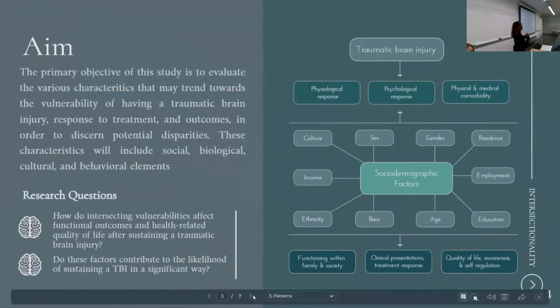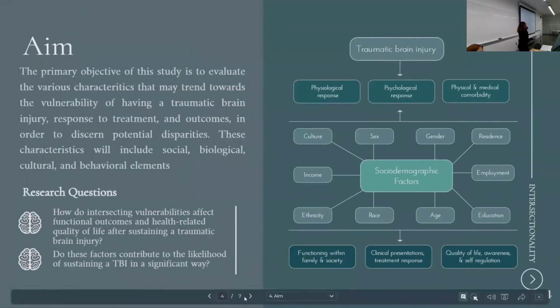Okay. So while studies have already established that these disparities exist, most of them have evaluated these factors in isolation from each other. For example, they might have only looked at how sex and gender affect TBI recovery, or looked at only how being incarcerated might increase your risk. But in this study, we really wanted to look at all potential vulnerabilities all at once.